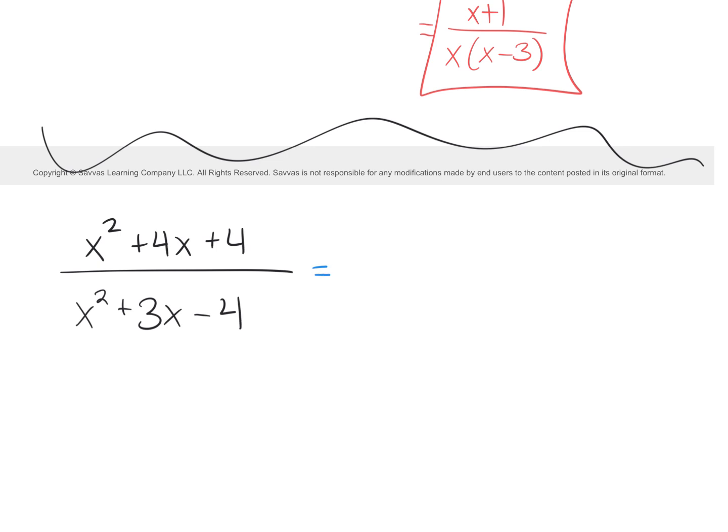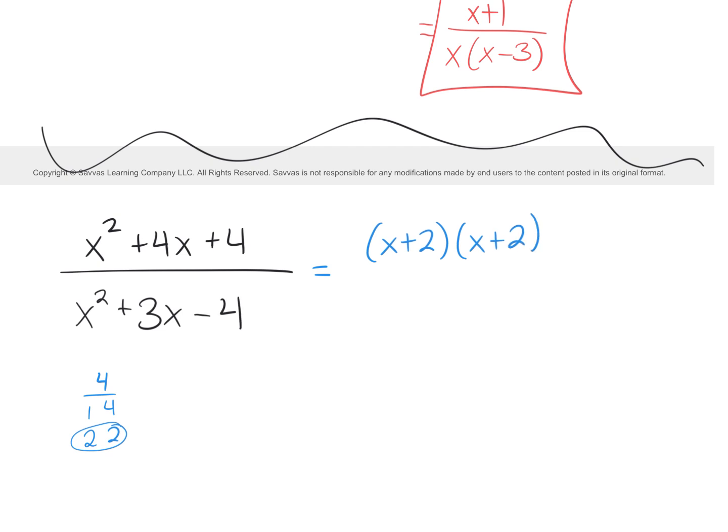Okay, so factors of 4. What are factors of 4? 1 and 4 and 2 and 2. What is going to get us to add up to 4? 2 and 2. Do I need to change them? No. So how do I rewrite that? X plus 2 times x plus 2.